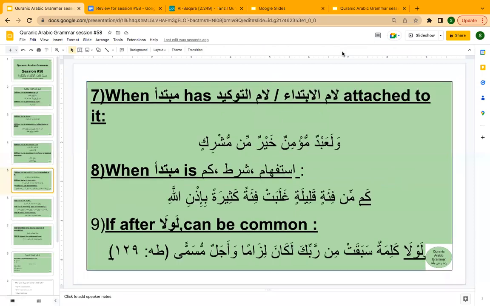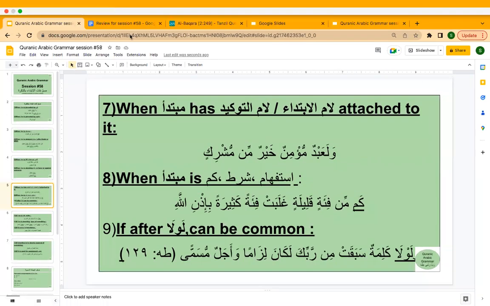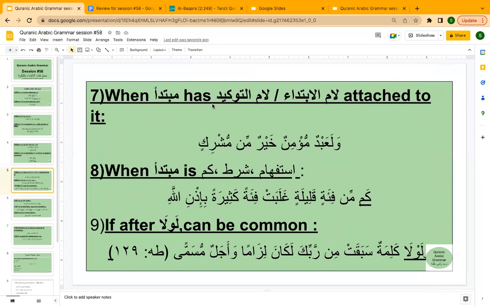So now comes when mubtada has lam tawqeed, which is also called lamul ibtida. In some cases, it is going to be called lamul ibtida. The meaning is the same. It may be in the middle of the sentence. It is going to be translated as something that is bringing a lot of emphasis. It remains as emphatic lam. Remember one thing about it.